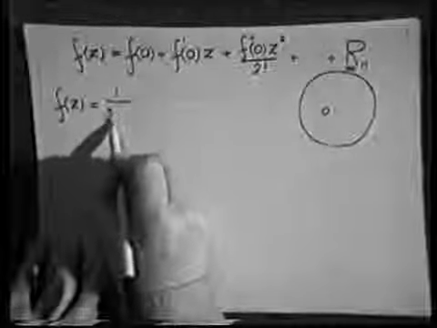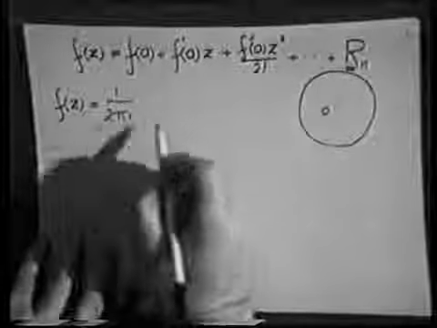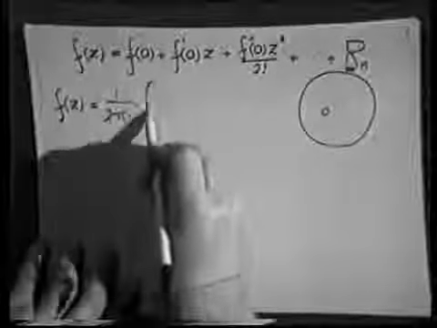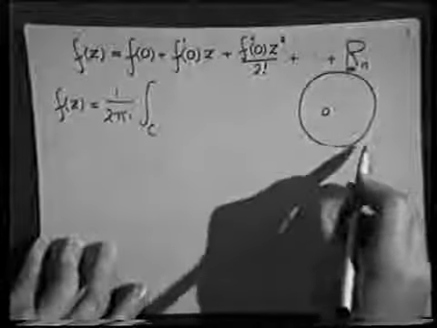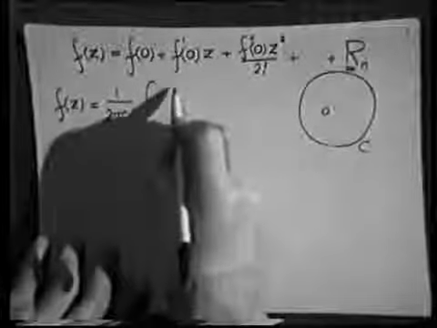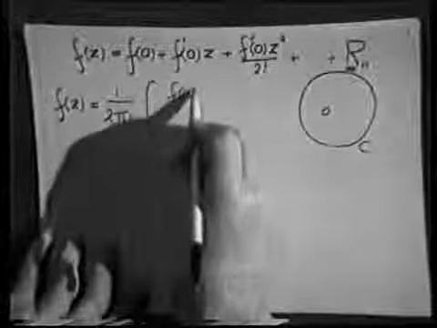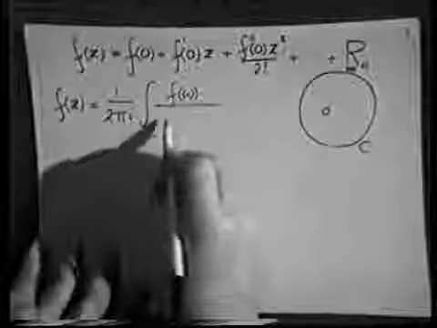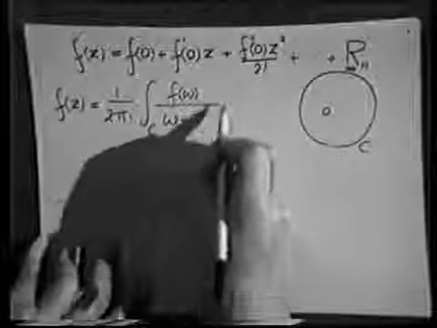So it's this. You can see why, can't you? Because you start with an f of z on both of these series and the integral formula. So integral around C, that's the circle, I suppose, f of w. I've got to use a w because I've already used z, over w minus z dw.